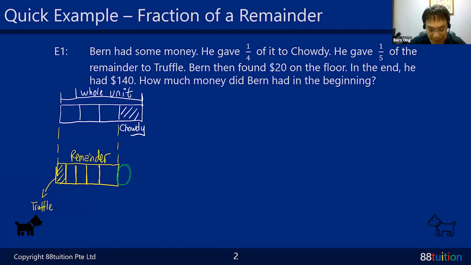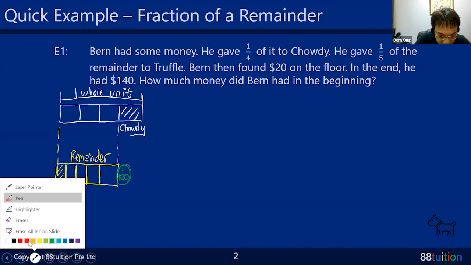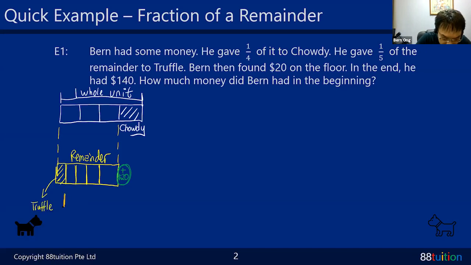It's okay. All right. So this $20 I found will be added into here. I know that this question is not in your worksheet. Don't panic. So down here I plus another $20. And what happened? In the end, I had $140. So in the end, after giving this portion from here to here, it is $140.